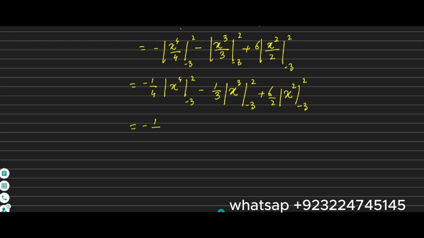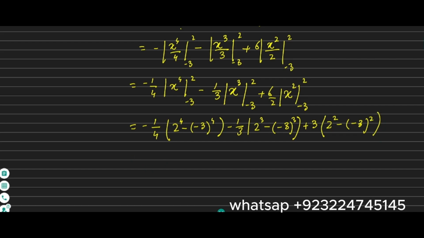Now for minus 1 by 4 x to the power 4, we apply the limits: upper limit 2 in place of x, we get 2 to the power 4, minus the lower limit minus 3. That is the part for the first term, minus 1 by 3. In the second, we are looking at x cube, so we write 2 cube minus 3 cube, plus 2 x square, we get 3, right? Upper limit 2 in place of x, we get 2 square minus the lower limit minus 3 square.